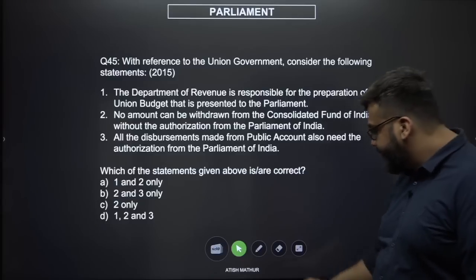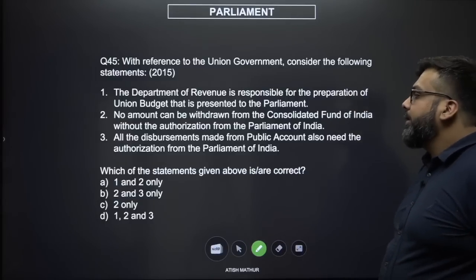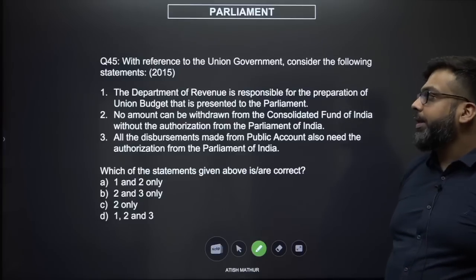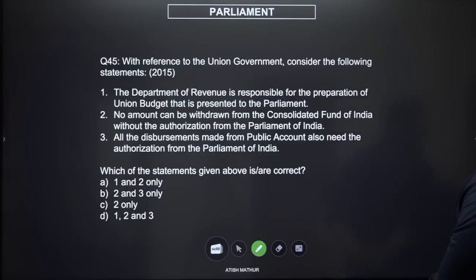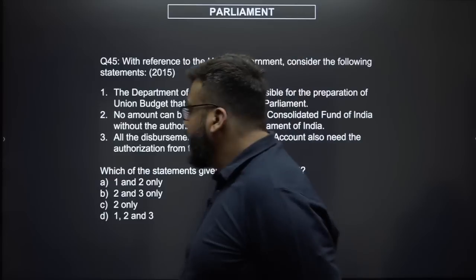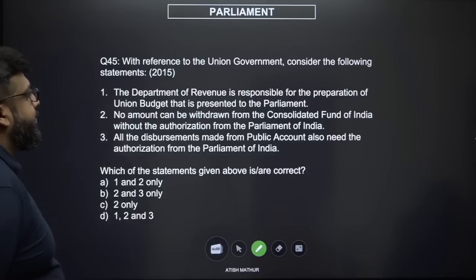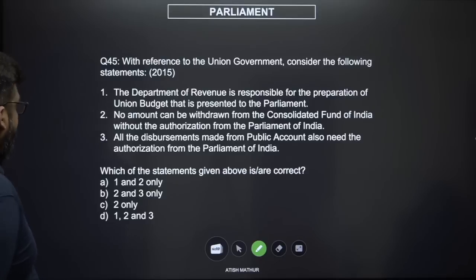Question 45. With reference to the union government, consider the following statements. The Department of Revenue is responsible for the preparation of the union budget that is presented to the Parliament. No amount can be withdrawn from the Consolidated Fund of India without the authorization of the Parliament of India. All the disbursements made from the public account also need authorizations from the Parliament of India. Very good question, because it checks your basic principles of democratic mandate and parliamentary democracy. Read the question very carefully and see if you can answer this.